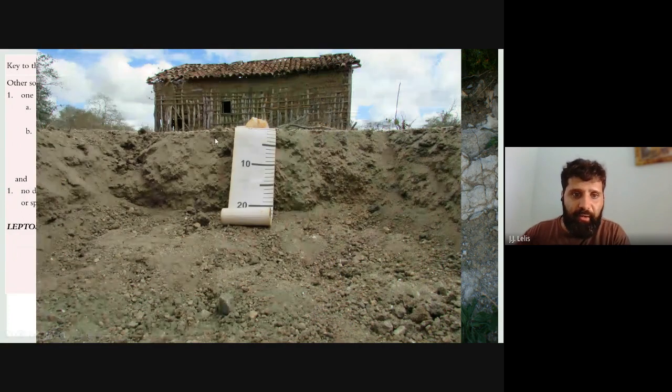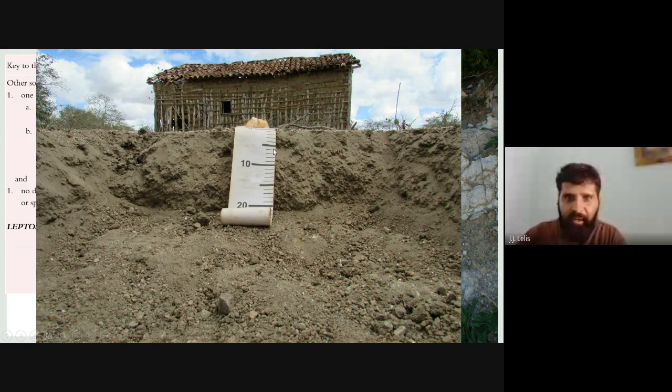Here we can see a leptosol. It has only 20 centimeters, so the rock can be seen below 20 centimeters. Okay, we can see it here and here, so it's very, very shallow. In this case, this leptosol is related to a parent material that's quite hard to weather. This granite is quite hard to weather, and that's why we can see this soil that's very, very shallow. Okay.